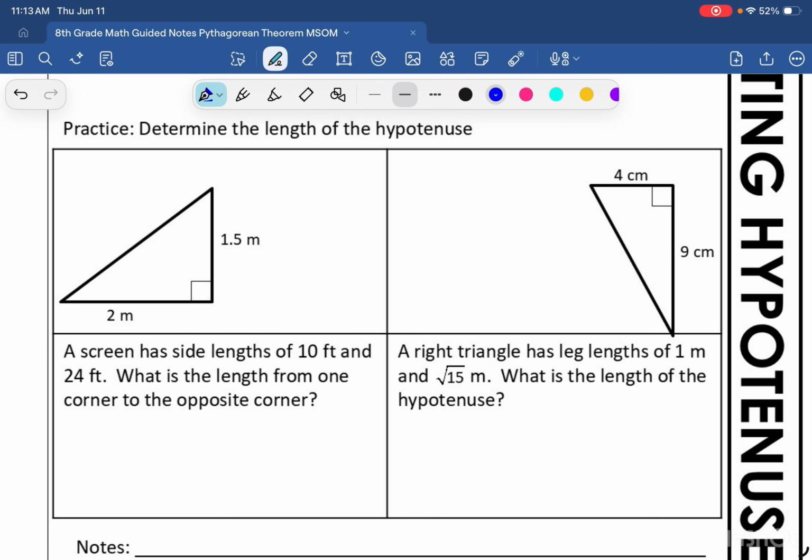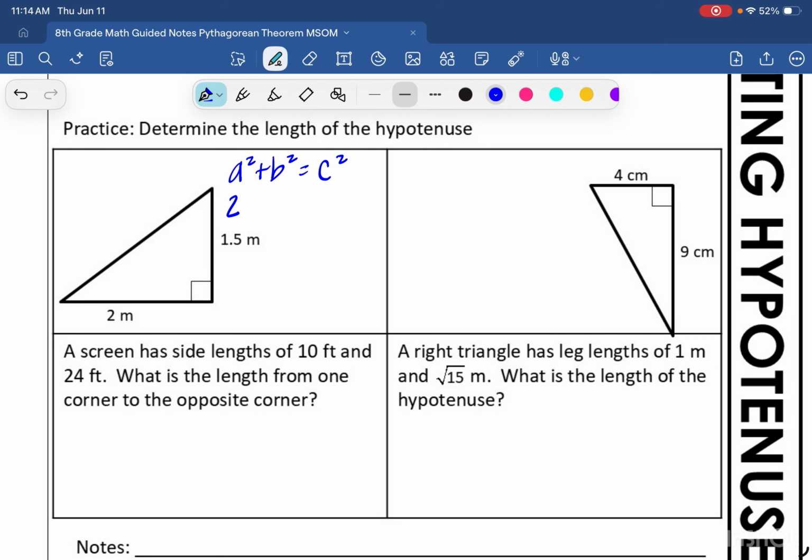Practice. Determine the length of the hypotenuse. Here I am given a right triangle, and I need to determine the length of the third side, the hypotenuse, which is opposite the right angle. So I'm going to use the Pythagorean theorem of a squared plus b squared equals c squared. Let's substitute the lengths of the legs into the theorem.